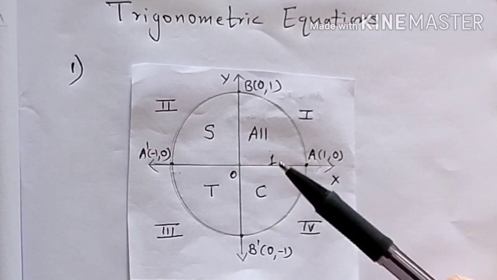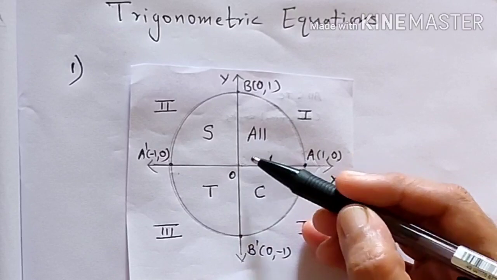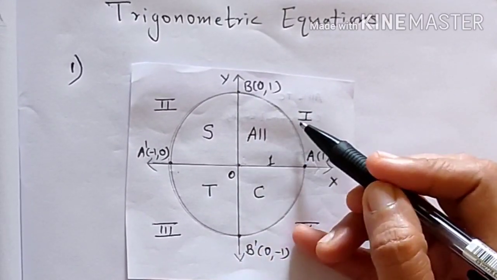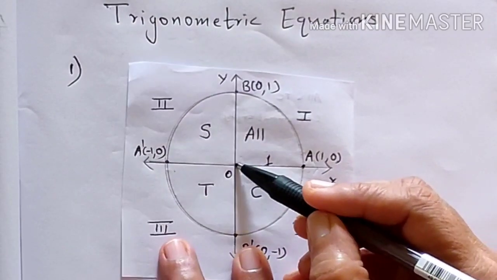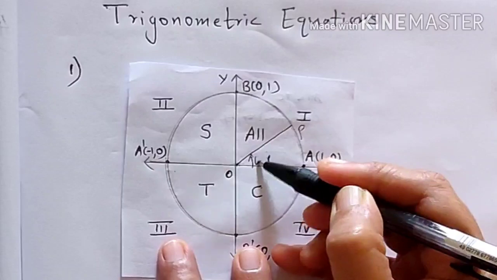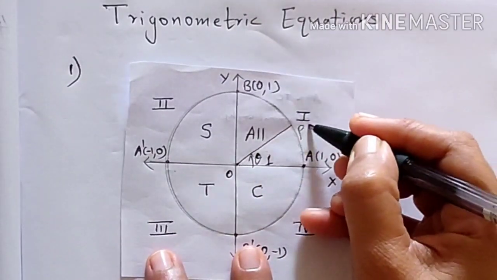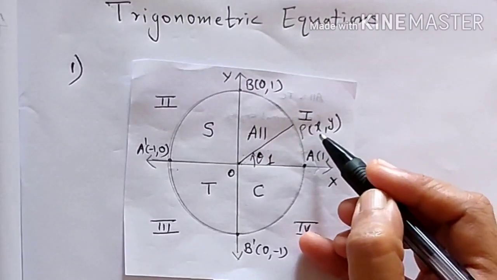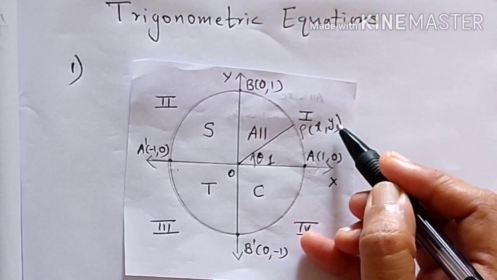Next, we have considered that when ray OP makes angle theta with the x-axis, suppose this is the point P. So OP makes angle theta with the x-axis. If the coordinates of P are x comma y, we know that the x coordinate is equal to cos theta, and the y coordinate is equal to sin theta.